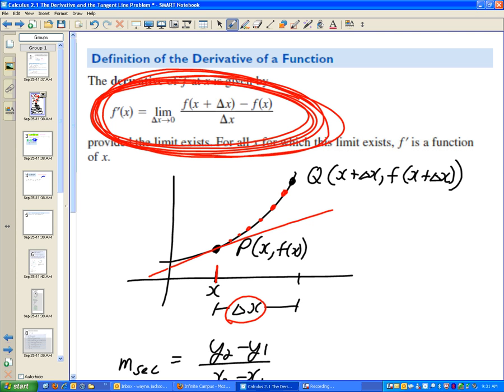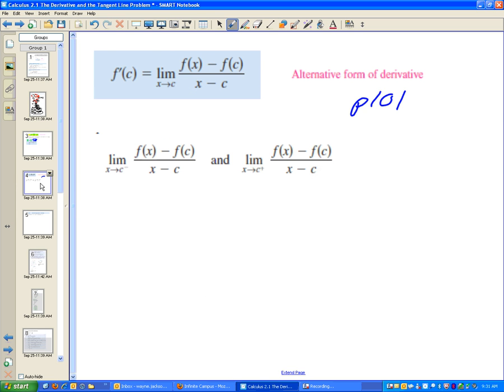Then all you got to do to get your 7 different slopes at 7 different points is stick the x-coordinate in, and it takes 2 steps. Okay? But we will use the alternative form of derivative, and when we need it, it's very useful. One place it's useful is this.